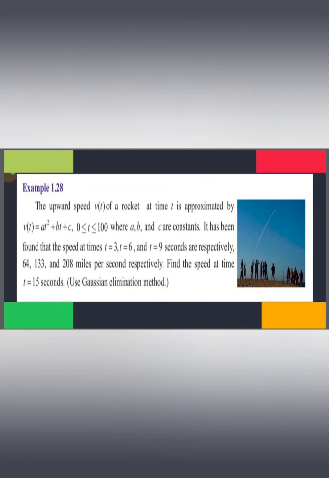Example 1.28. The upward speed v of t of a rocket at time t is approximated by v of t. They have given the equation, and t lies between 0 and 100. And t takes the values 3, 6 and 9, and the corresponding speeds in miles per second are given. Let's see the sum. Example 1.28, the given equation is v of t is equal to at square plus bt plus c, where t lies between 0 and 100. Also v of 3 is 64, v of 6 is 133, v of 9 is 208.